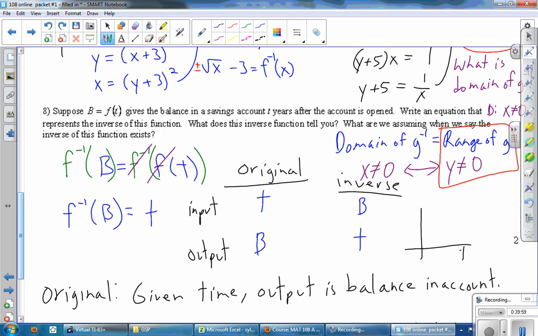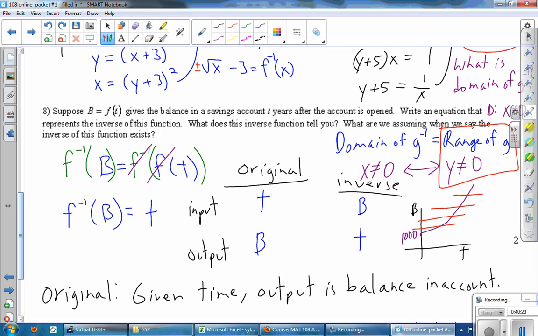So this is the original function. Time is here, balance is here. Maybe originally you put $1,000 into the account and you make some deposits, so it grows, and you make some deposits and it grows. Never take anything out. So the horizontal line test here is passed because it's always increasing. So this function has an inverse, no problem.